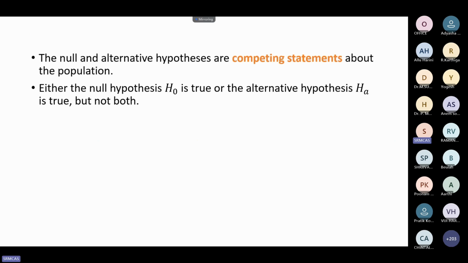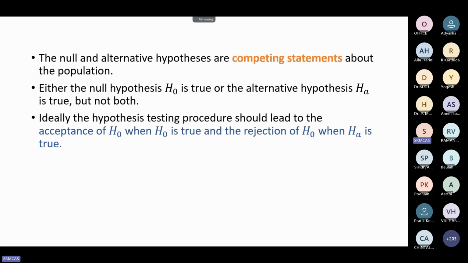Some more concepts: the null hypothesis and alternative hypothesis are competing statements about the population. That means both hypotheses will not hold at the same time. For example, we cannot say the null hypothesis is true as well as the alternative hypothesis is also true. Both function in opposite directions only. When the null hypothesis is true, the alternative hypothesis must be false. When the alternative hypothesis is true, the null hypothesis must be false. Both will not move in the same direction.